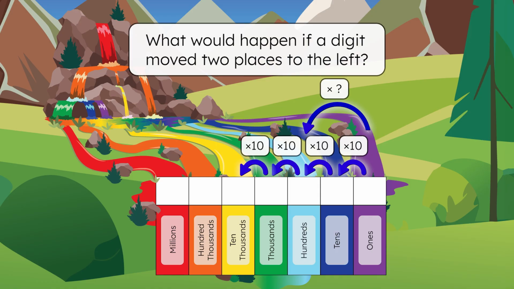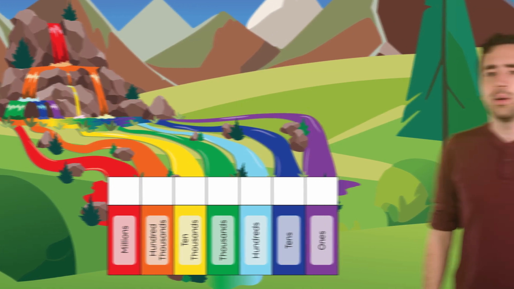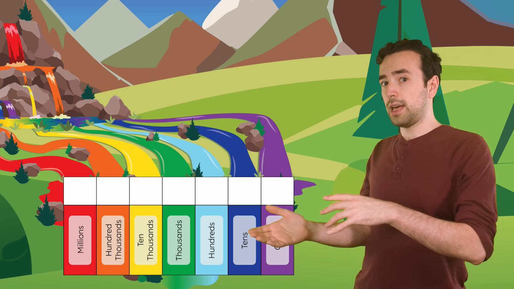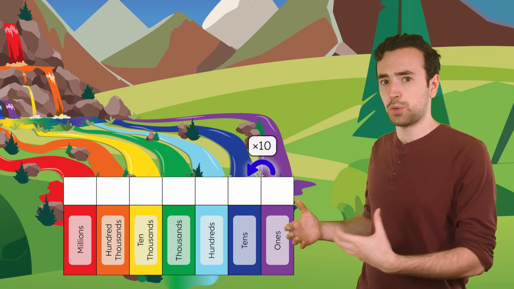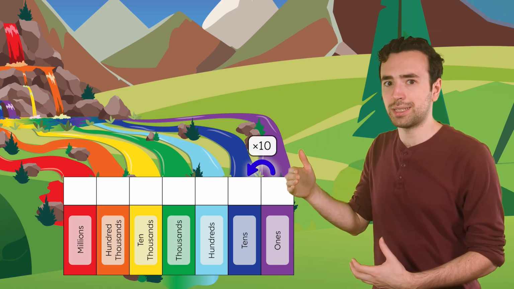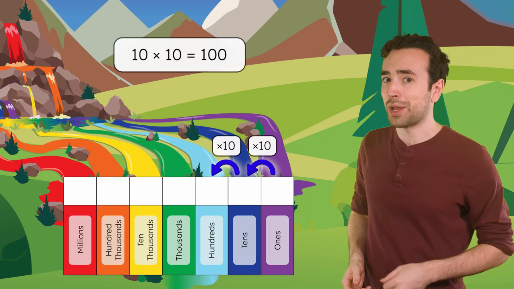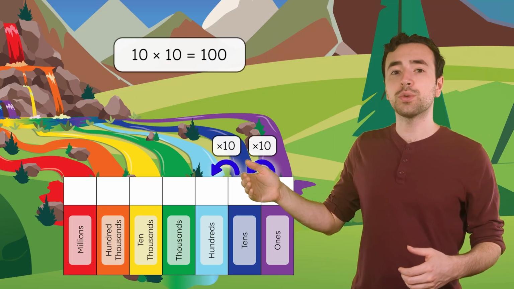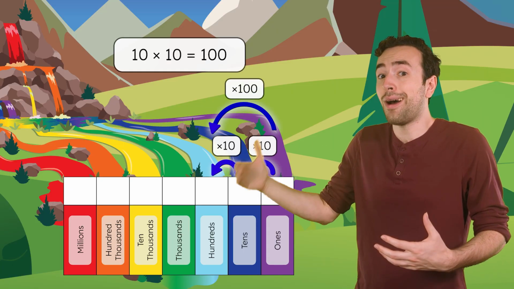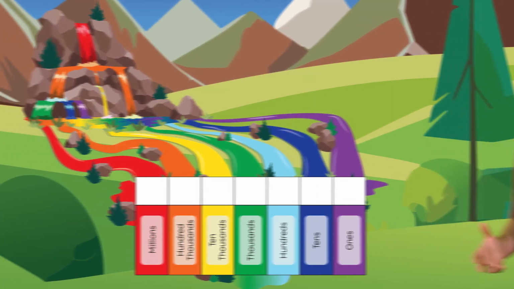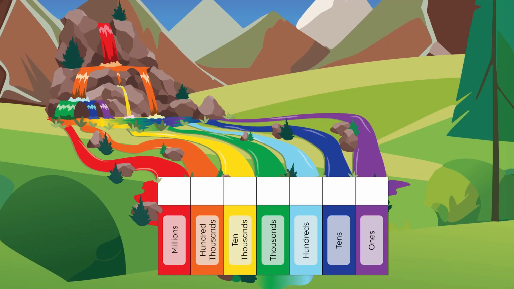What do you think would happen if a digit moved 2 places to the left instead of just 1? Pause here to record your thoughts in your guided notes. Well, we move 1 place to the left, which makes the value 10 times greater. Then we move another place, which is 10 times greater again. Since 10 times 10 equals 100, when a digit moves 2 places to the left, its value becomes 100 times larger. But wait, what happens when we move to the right on the place value chart?